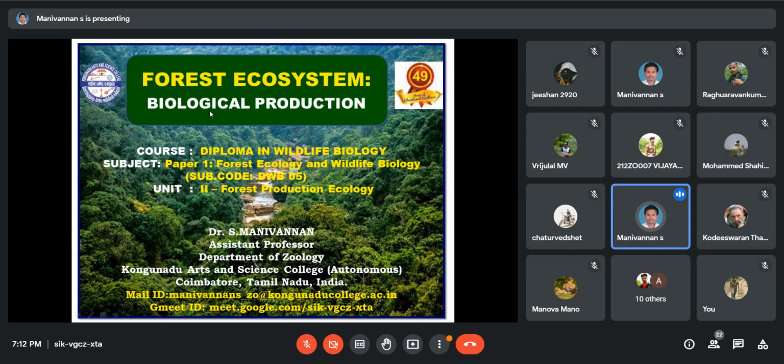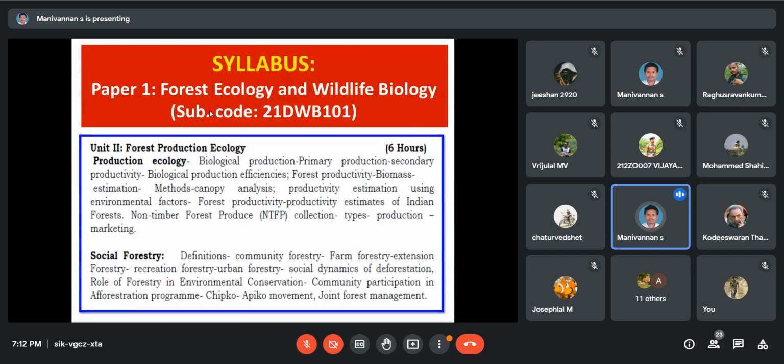Let's move to the next slide. Today you learn about three topics. The main topic is biological production, which contains three subtopics: primary production, secondary production, and production efficiencies of the forest ecosystem. I will explain one by one. This is our syllabus, paper one and unit two: biological production, primary production, secondary productivity, and biological production efficiency. This is the aim of this presentation.